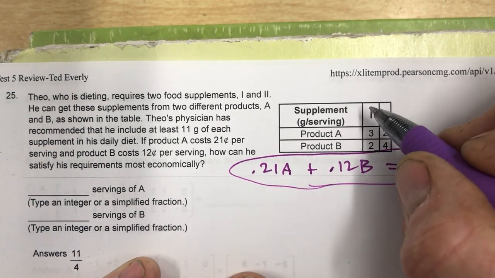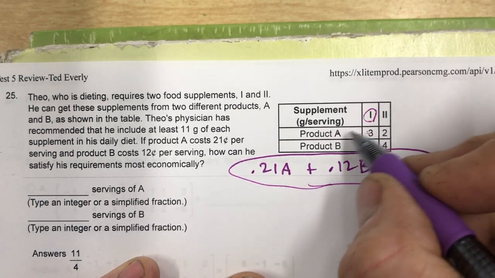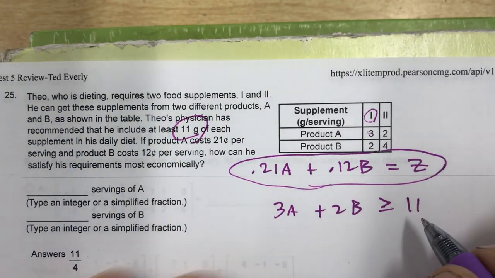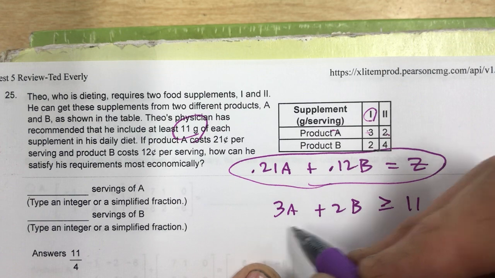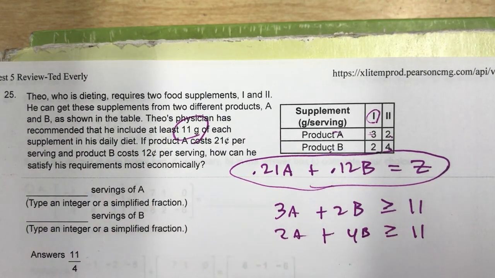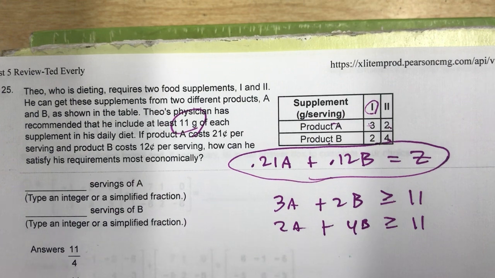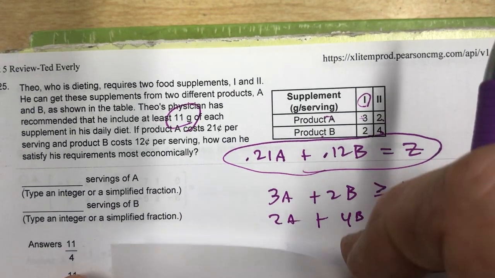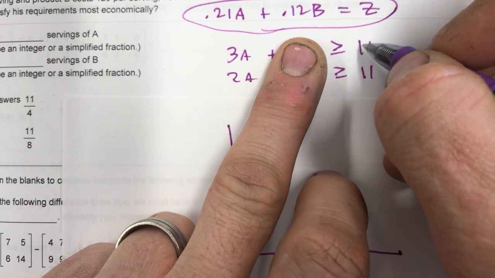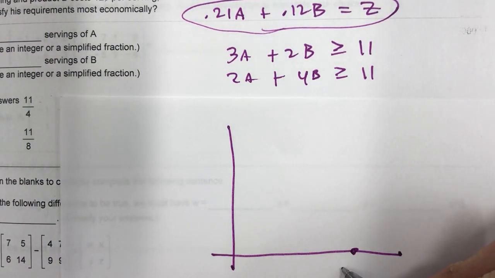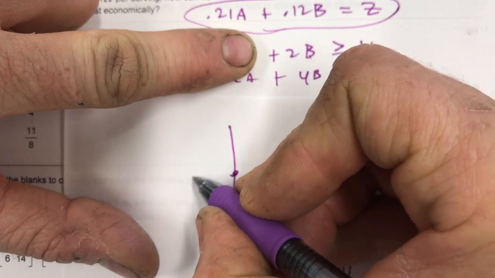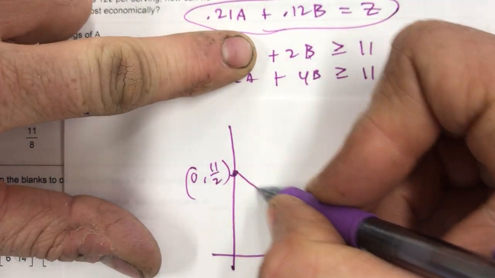So it looks like I can get supplement 1 from product A and product B here. So that means 3A plus 2B has to be greater than or equal to 11, is what the doctor says. And 2A plus 4B has to be greater than or equal to 11, according to what the doctor says. So there's my system of inequalities. Okay, and so I'm going to graph this, get my constraint region for those. So if I let B be 0, A is 11/3, so like right here, 11/3, 0. If I let A be 0, B would be 11/2. So that's 0, 11/2. And there that connects.